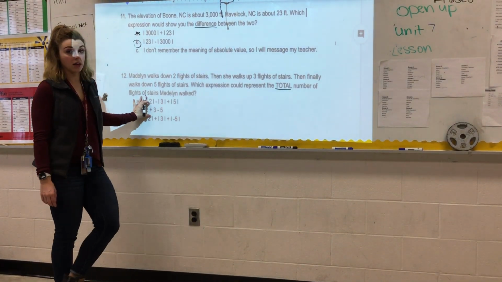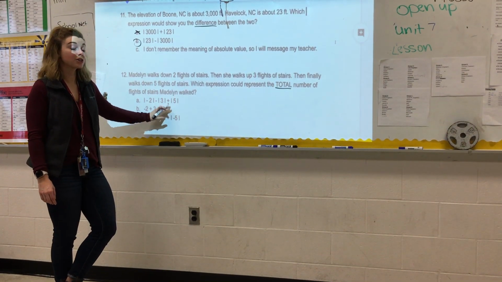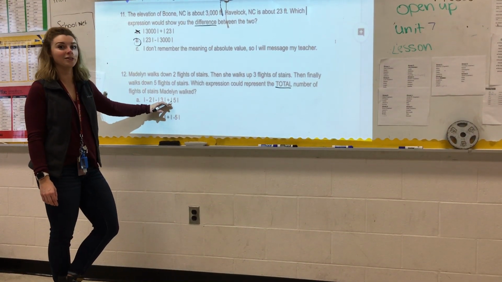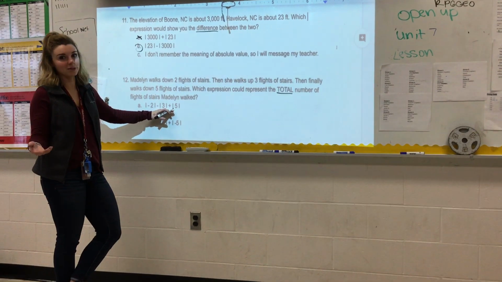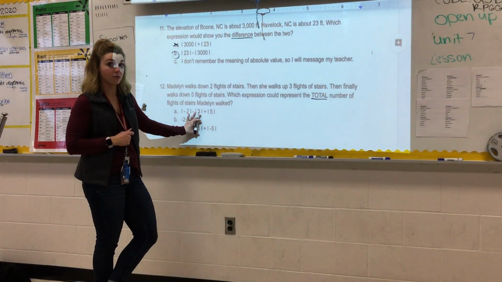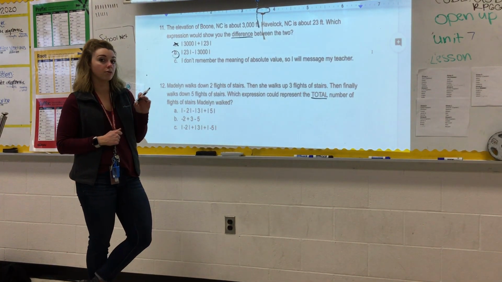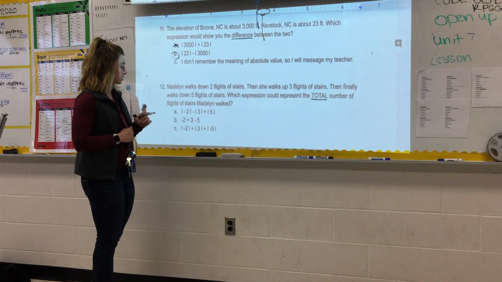So if we think about this, she's not going to walk negative stairs. She's walking these stairs. She's burning calories. You know, maybe her boot's off, maybe it's still on, but she's walking these stairs. So we are not going to have negative. So we are going to be looking at the absolute values of each of these numbers.